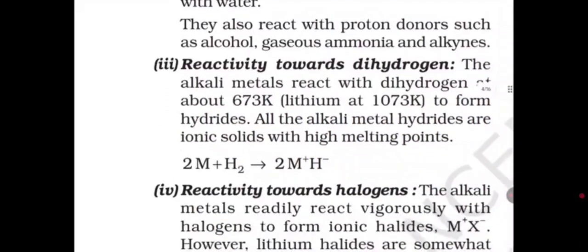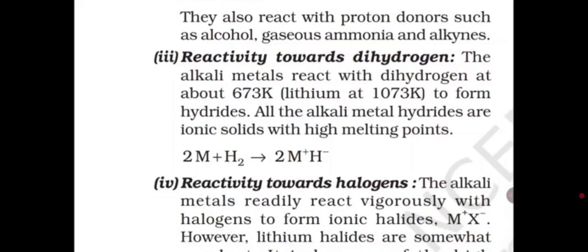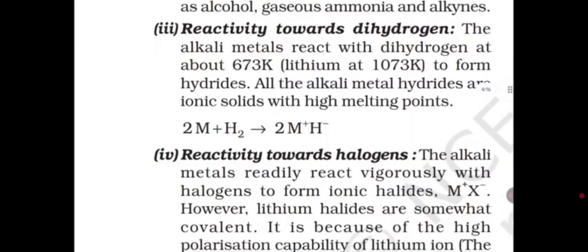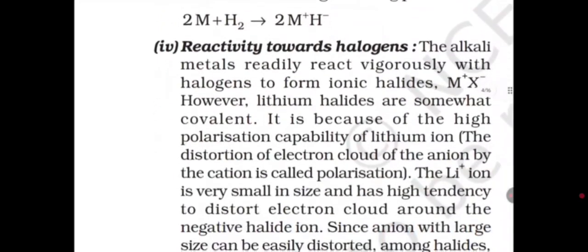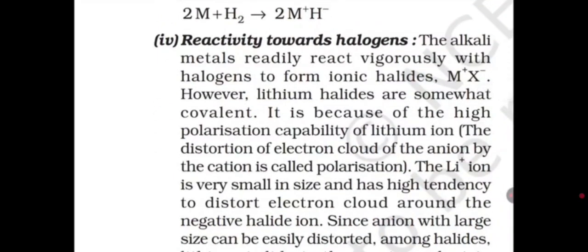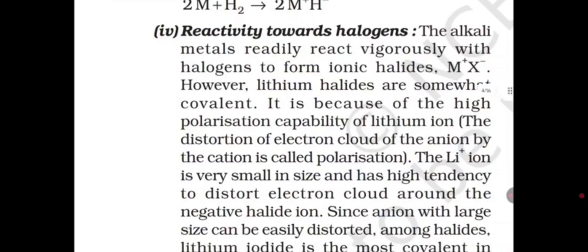They also react with proton donors such as alcohol, gases, ammonia and alkynes. Third is reactivity towards dihydrogen. The alkali metals react with dihydrogen at about 673 Kelvin, lithium at 1073 Kelvin, to form hydrides. All the alkali metal hydrides are ionic solids with high melting points. The reaction is given: 2M + H2 gives 2M+H-.